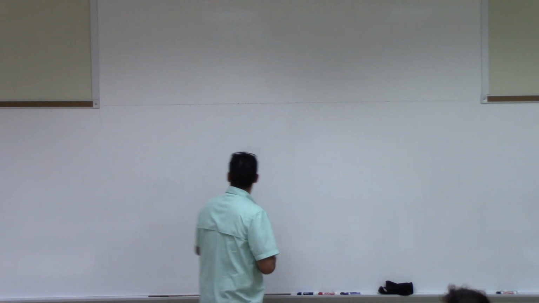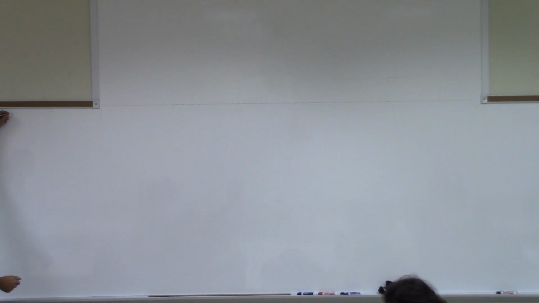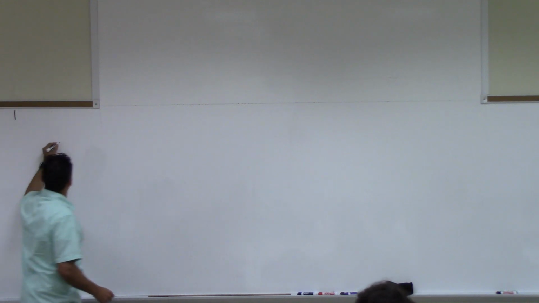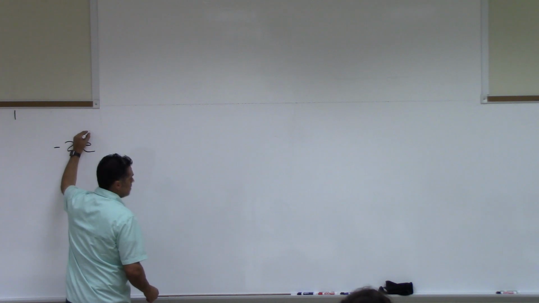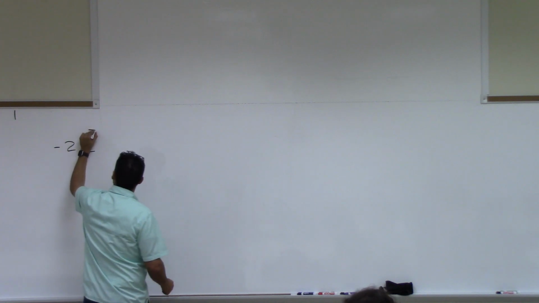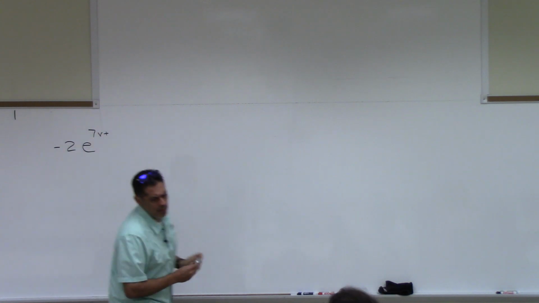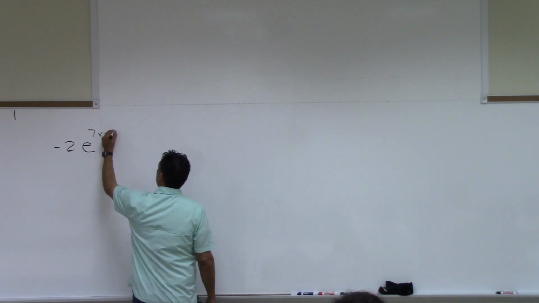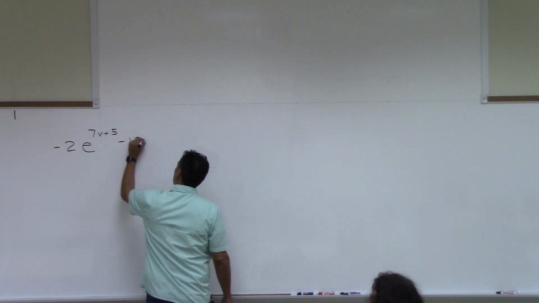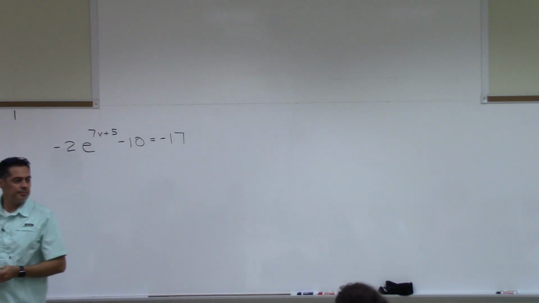Yeah, it was, let me, oh, not number 19, my bad. It was number 20, and it was negative 2 times e to the 7v plus 5 minus 10 equals negative 17. And my question was whether you would divide first or add.